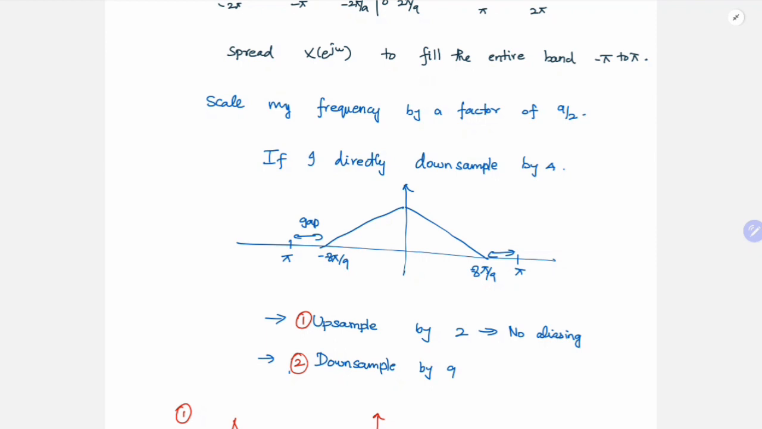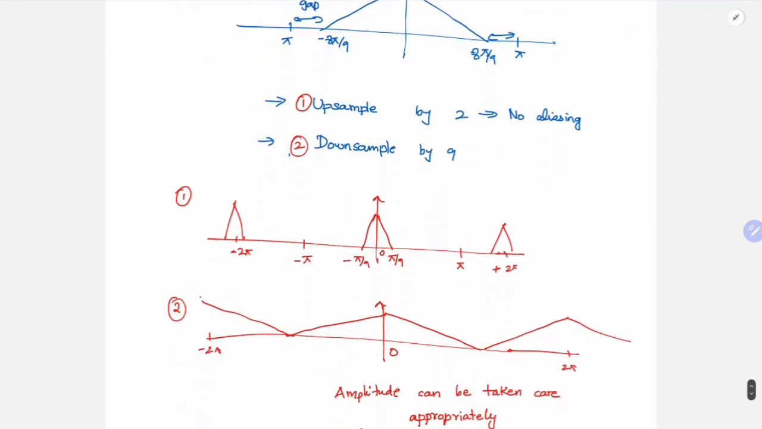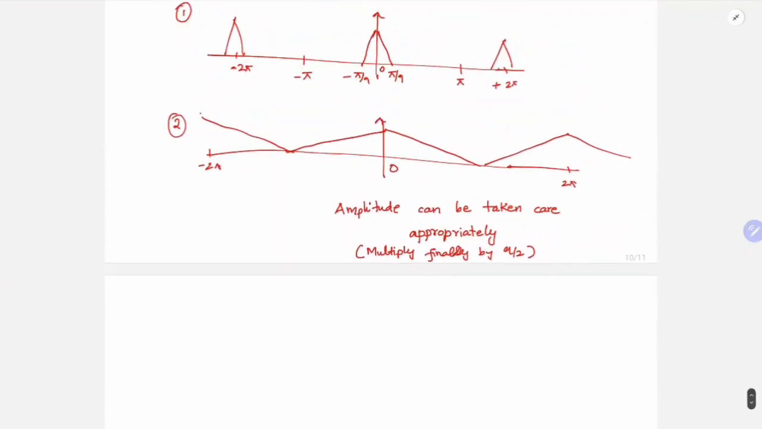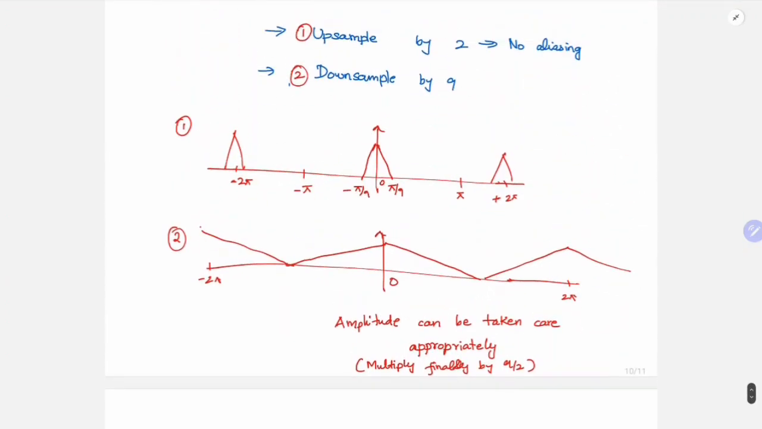So to achieve the maximum possible downsampling of xc of t, you also require it to upsample sometimes, because the factor may not be an integer. So that is where upsampling is also useful.